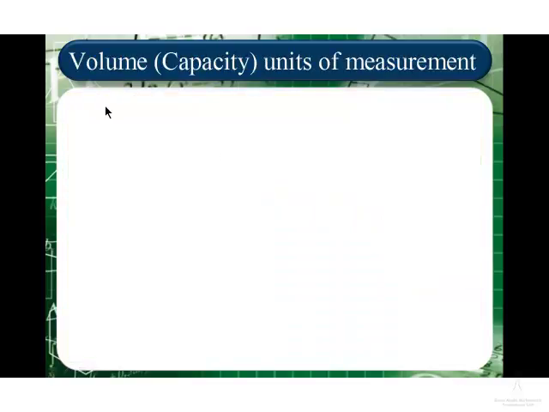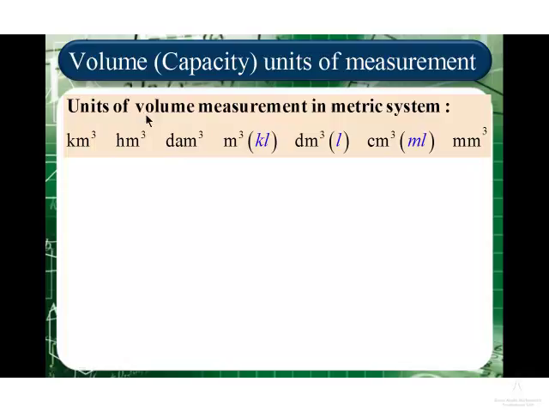We will finally consider a three-dimensional unit of measurement called volume, and the space in 3 dimensions that will be occupied by such a unit will be referred to as the capacity. So here we have the units of volume measurement in the metric system, ranging from millimeter cubed to kilometer cubed. You see, the exponent in this case indicates it's a three-dimensional unit of measurement.